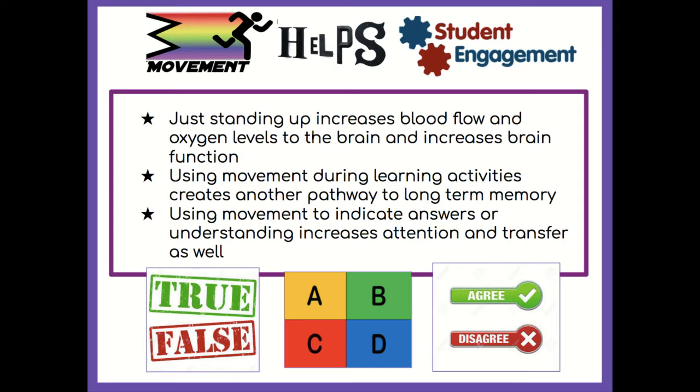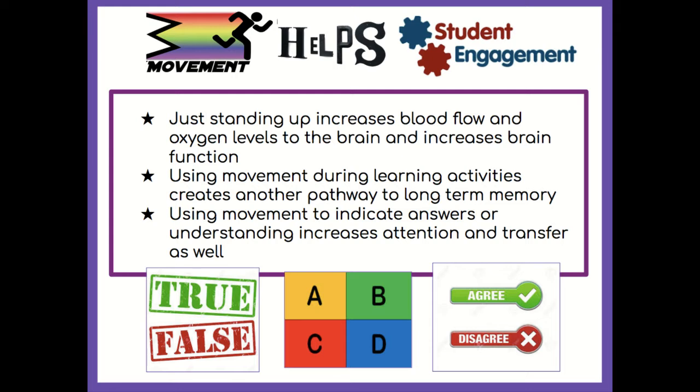So a few things that can help with student engagement, if you look at those first three bullets, just having students stand up. So when it's a transition time, or if we're doing some activities, maybe to get some exit tickets or some formative assessment at the end of a lesson, just standing up increases blood flow and oxygen levels to the brain and increases brain function.